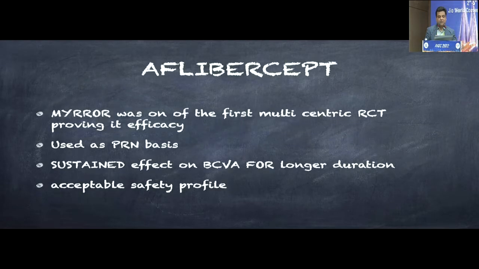Aflibercept again is a licensed drug for such myopic CNVMs. One earlier study was the Mayer study, which was the first multicentric RCT to prove the efficacy of this in myopic CNVM. It shows a sustained effect for a very long time, in terms of improved best corrected visual acuity, and it's a longer duration acting drug, as we all know. The safety profile of this drug is quite acceptable.